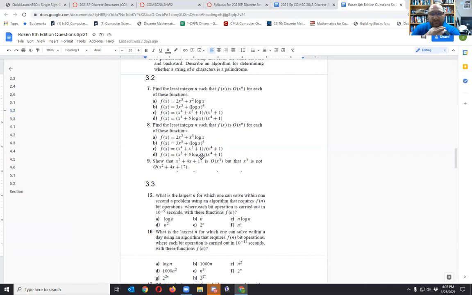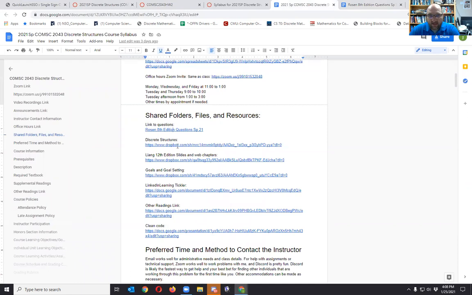It says, find the least integer n such that f of x is on the order of x to the n for each of these functions. Okay, so I've got to admit, it has been a while since I've done big O notation. Every time I do this, I get a little bit better at it, but it does still confuse me a little bit.